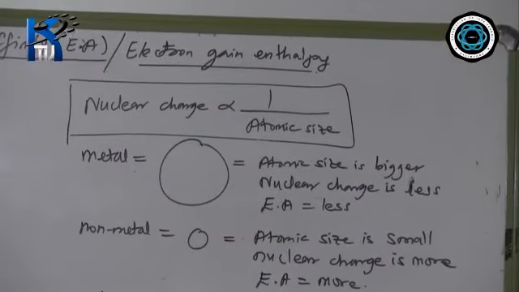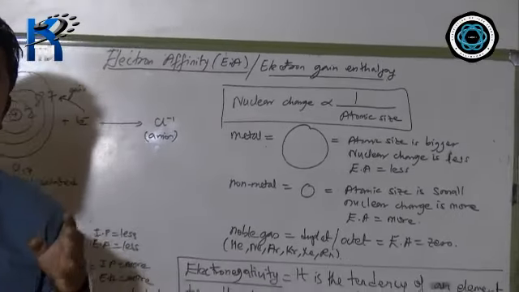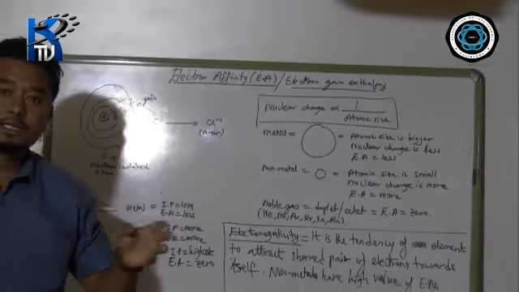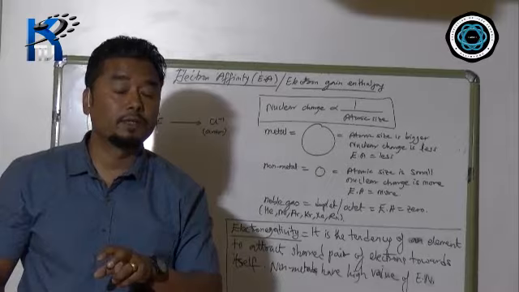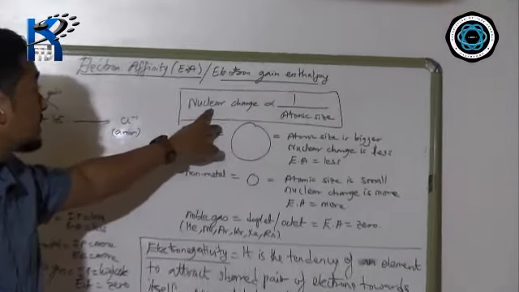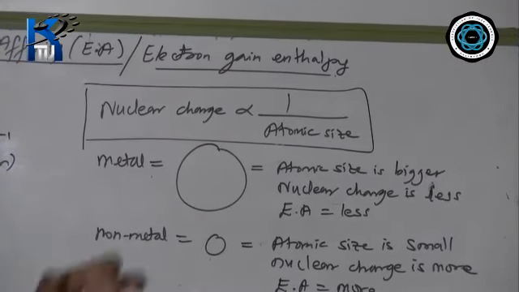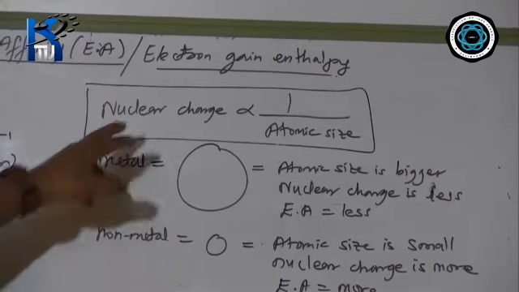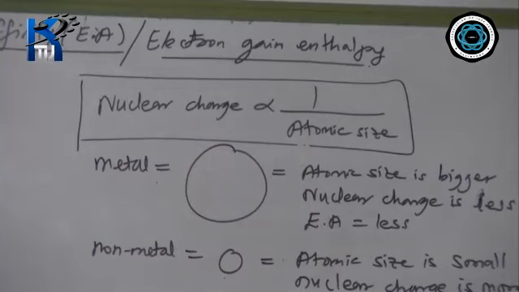Because inside the nucleus there are two particles, one is neutron, one is proton. But as you know, neutron is neutral, it has nothing to do, but proton is positively charged, and that's why the nucleus is positively charged. The charge carried by the nucleus is called nuclear charge, and that depends upon the number of protons. The more the number of protons, the more the nuclear charge. So more nuclear charge means less atomic size, and less nuclear charge means more atomic size.